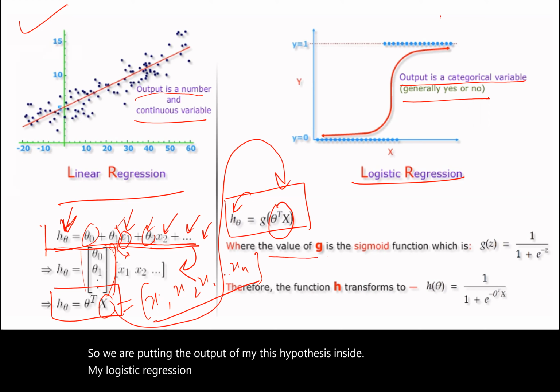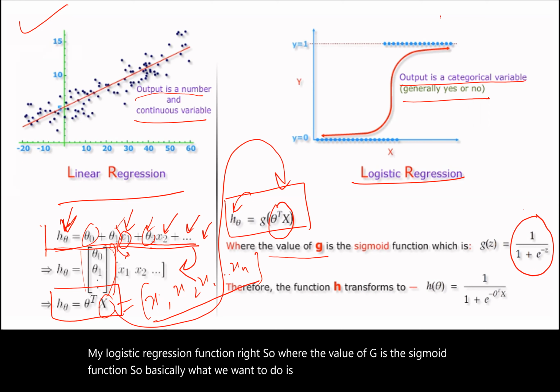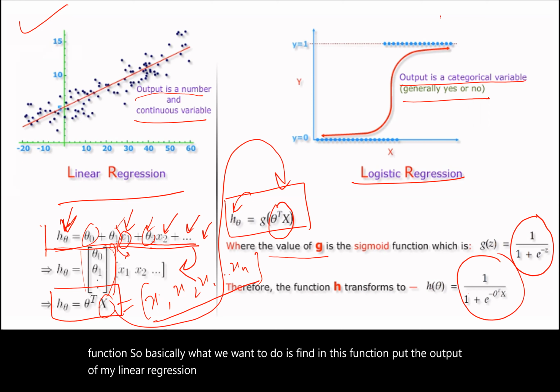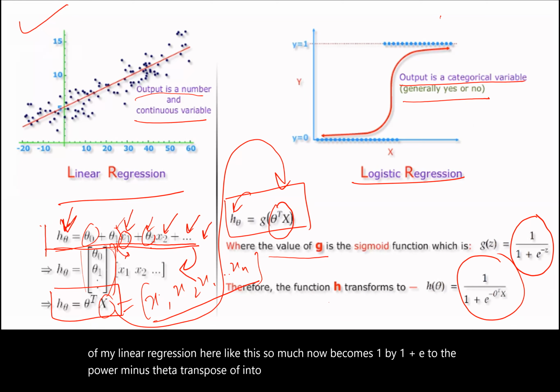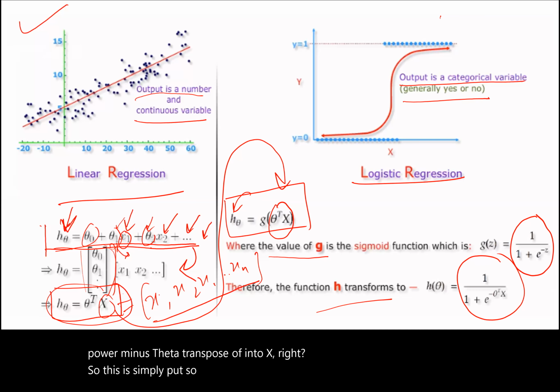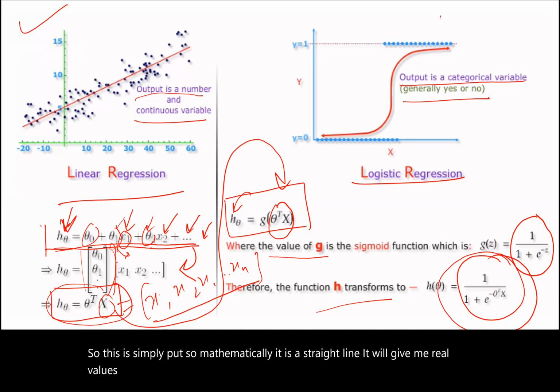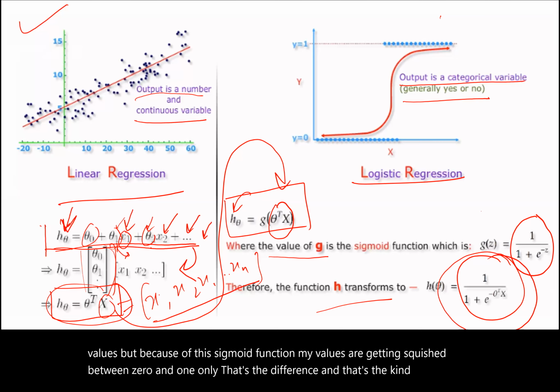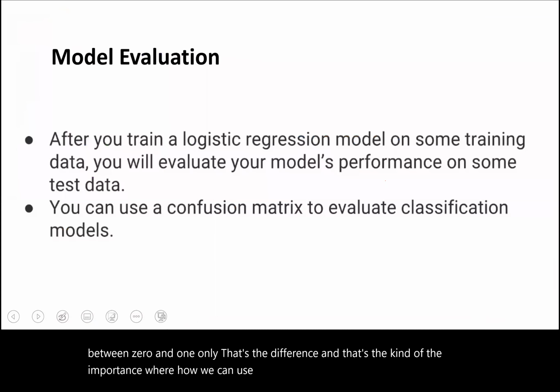Where the value of g is a sigmoid function. So basically what we want to do is put the output of my linear regression into this function. So my h naught becomes 1 by 1 plus e to the power minus theta transpose x, right? Mathematically it is a straight line that gives real values, but because of this sigmoid function my values are getting squished between 0 and 1 only. That's the difference, and that's the importance of how we can use a regression for classification, right?